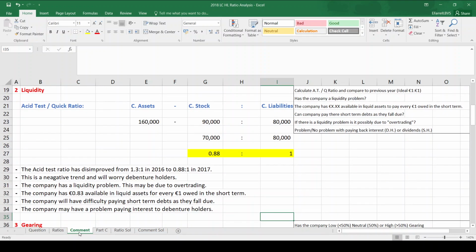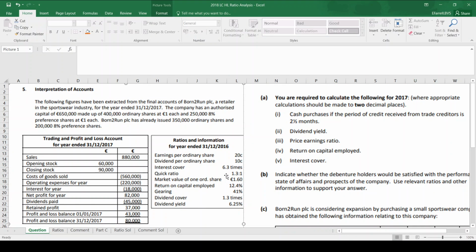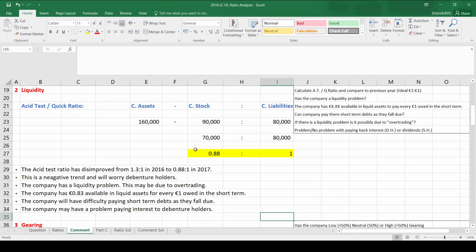So to answer this, the asset test ratio, again, we'll just have a look at what it was last year to comment on it. So last year, the asset test or quick ratio was 1.3 is to 1, which is good. It was okay, it was over 1 is to 1. Now it's gone to 0.88 to 1. So the asset test ratio has disimproved from 1.3 to 1 in 2016 to 0.88 is to 1 in 2017. This is a negative trend and will worry debenture holders. If it's under 1 is to 1, it's always very worrying. The company has a liquidity problem.